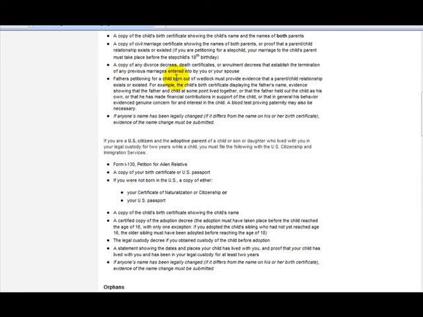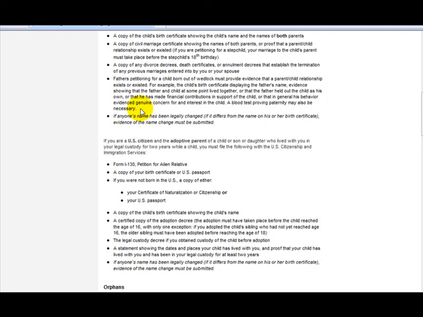Fathers petitioning for a child born out of wedlock. Okay, we talked about that definition. Must provide evidence that a parent-child relationship exists or existed. For example, the child's birth certificate displaying the father's name, evidence showing that the father and child at some point lived together, or that the father held out the child as his own, or that he has made financial contributions in support of the child, or that in general his behavior evidenced a general concern for and interest in the child. A blood test proving paternity may also be necessary.